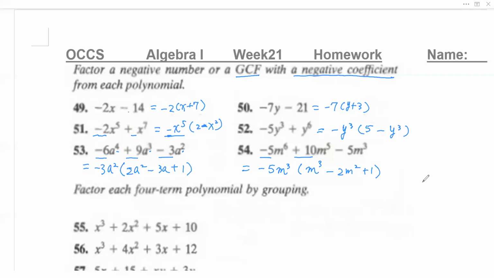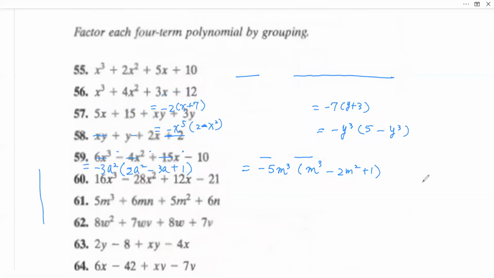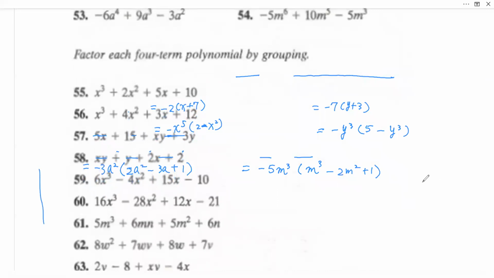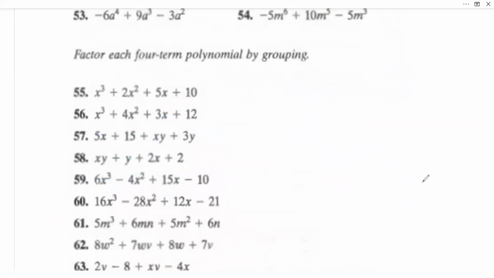Okay, so we move to the group factor. Let's go see here group factor part. This one needs group factoring, so it means we need to separate, right? Because if I give you these two terms together, they don't have a common factor. If you see these two terms, they have a common factor, but these two have no greatest common factor. So how to group?